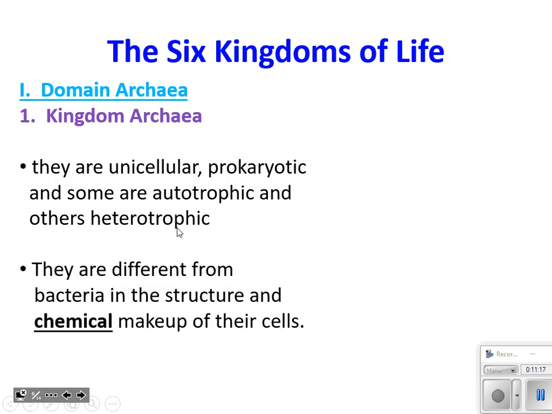They are different from bacteria in the structure and the chemical makeup of their cells. Their cell walls contain different compositions. They do have cell walls, but they have different compositions.